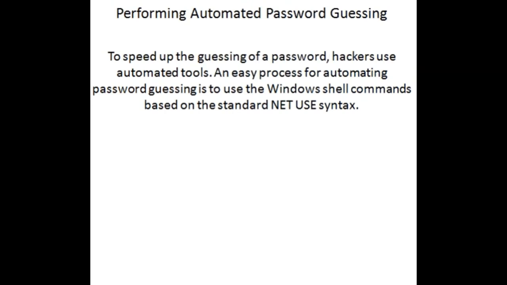Performing automated password guessing. To speed up the guessing of a password, hackers use automated tools. An easy process for automating password guessing is to use the Windows shell commands based on the standard net use syntax. To create a simple automated password guessing script, perform the following steps. Number 1. Create a simple username and password file using Windows Notepad. Automated tools such as the Dictionary Generator are available to create this word list.